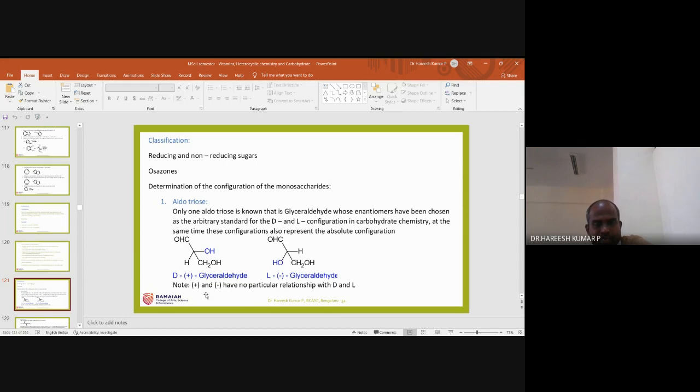And one more thing you need to remember: D can be plus, D can be minus, because D is a theoretical phenomenon, plus and minus is the experimental phenomenon. This plus and minus depends on the compound's plane polarized light rotation, optical rotation. Plus and minus is nothing but an optical rotation. So this is about what is called aldotrioses.